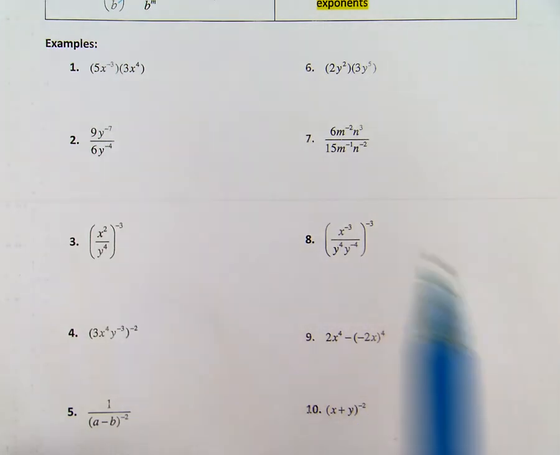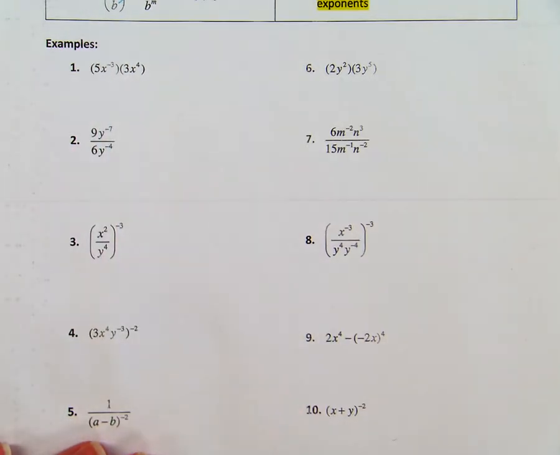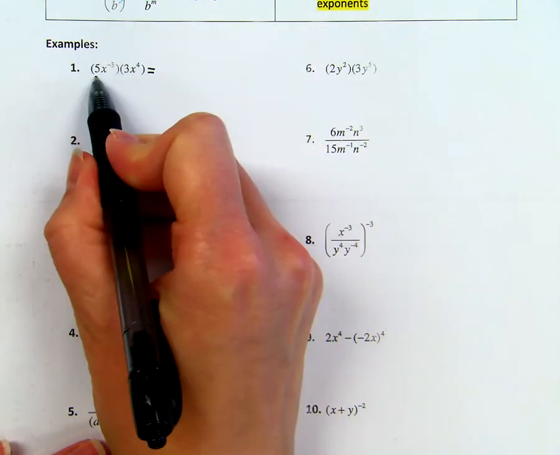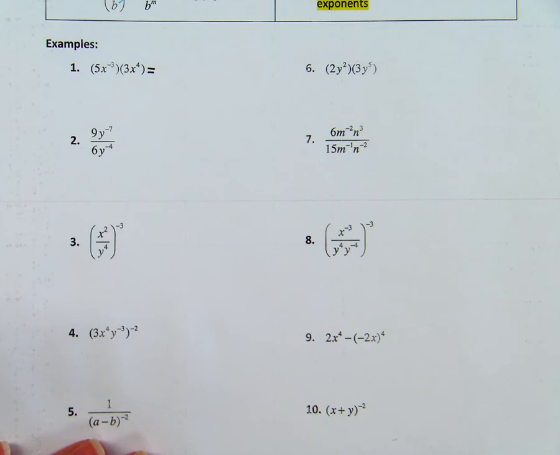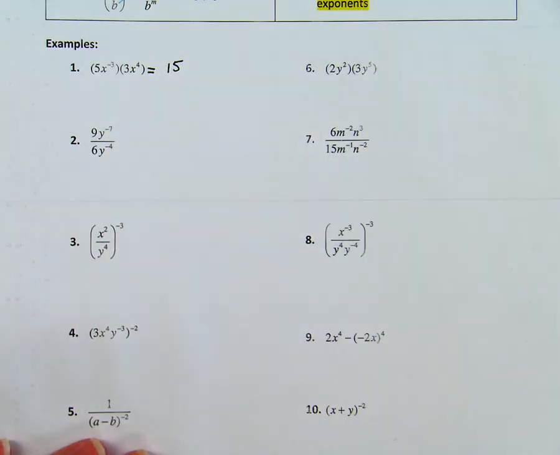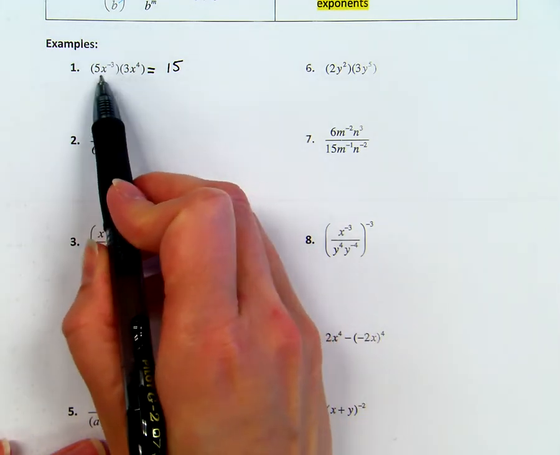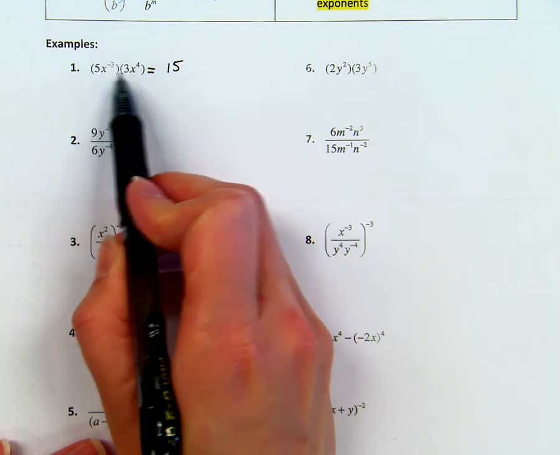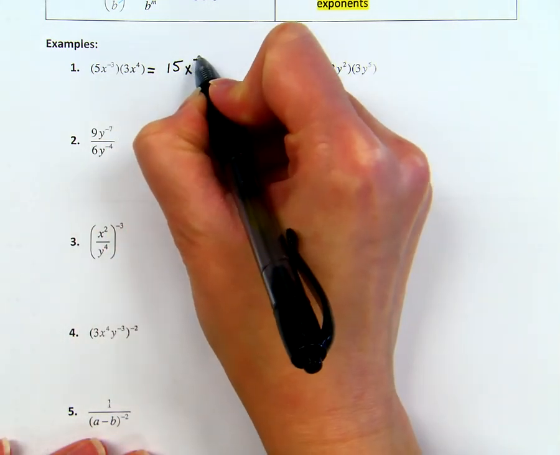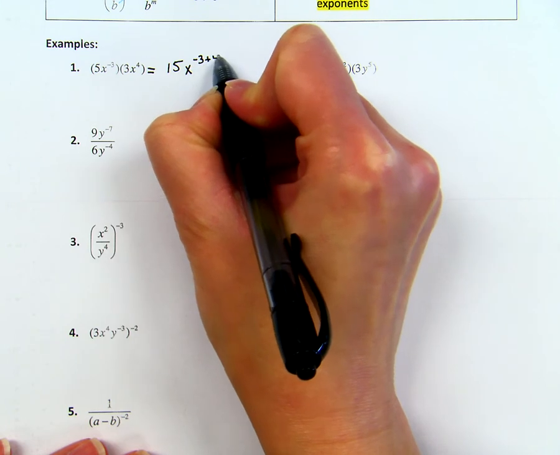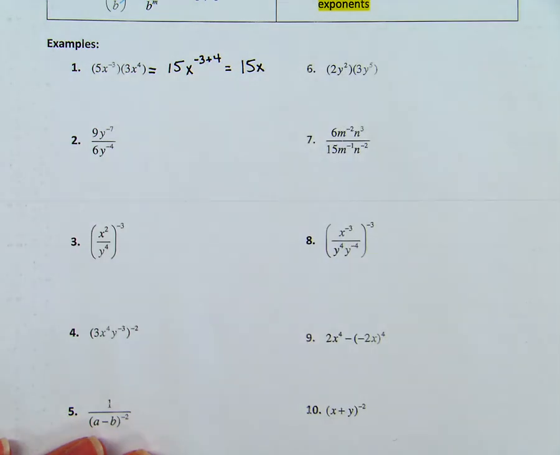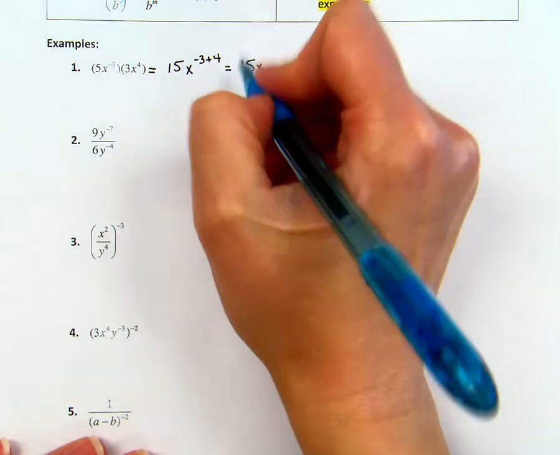Example 1. 5x to the negative third times 3x to the fourth. The coefficients, the numbers in front of our variables, multiply normally. 3 times 5 will get 15. The x's, however, we will use our new exponent rule. Since both of these are an x, the base numbers are the same, we can combine the exponents by adding them. So negative 3 plus 4, we get a value of 1. So our answer here is simply 15x.